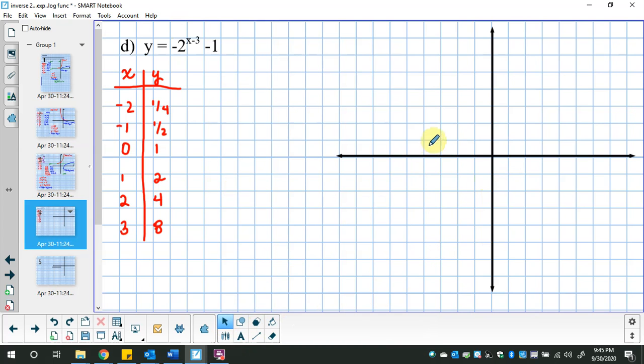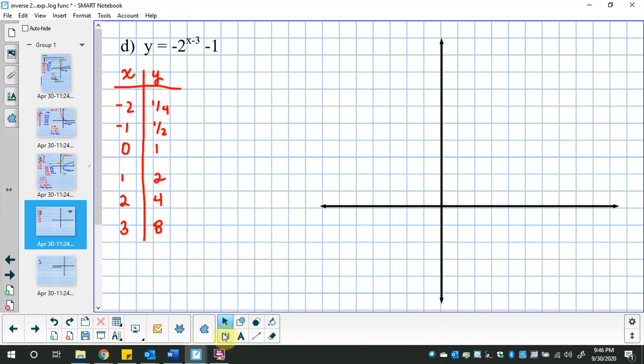I still see 8, so I'm going to pull this down. And I'm going to pull this over before I put on my y and x-axis labels. So bear with me for a second. Really, this graph is going through 0, 1, as in the original, 1, 2, 2, 4, 3, 8, and -1, 1/2, and -2, 1/4.